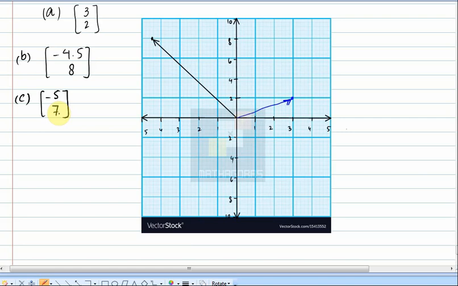Done. So minus 5 and 7 lies here, this point, right? So it will be minus 5 and 7, that is your part C, and this one is part B, this one is part A. For part D it's 0 and minus 2 and a half. First try it by yourself.